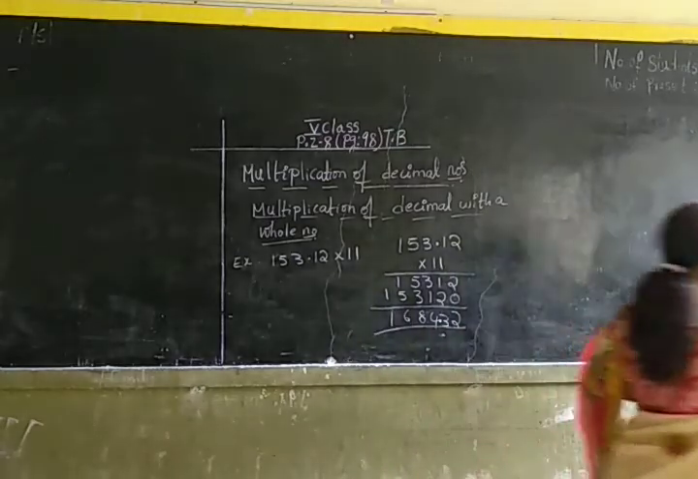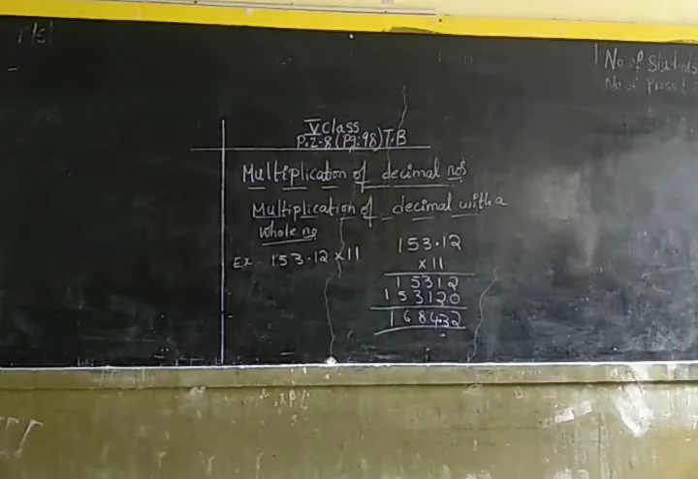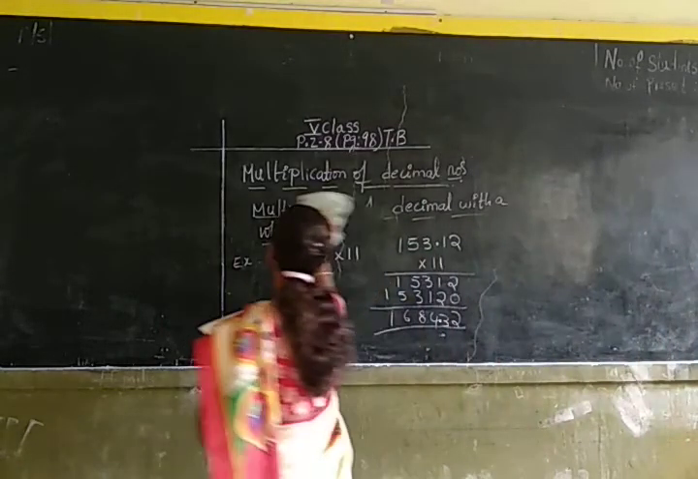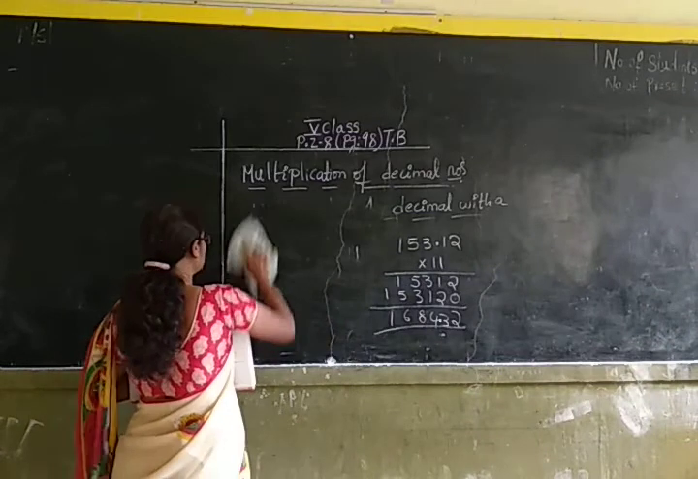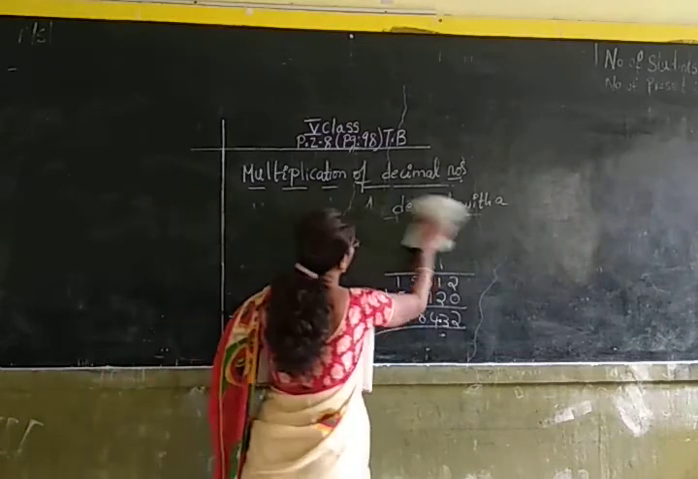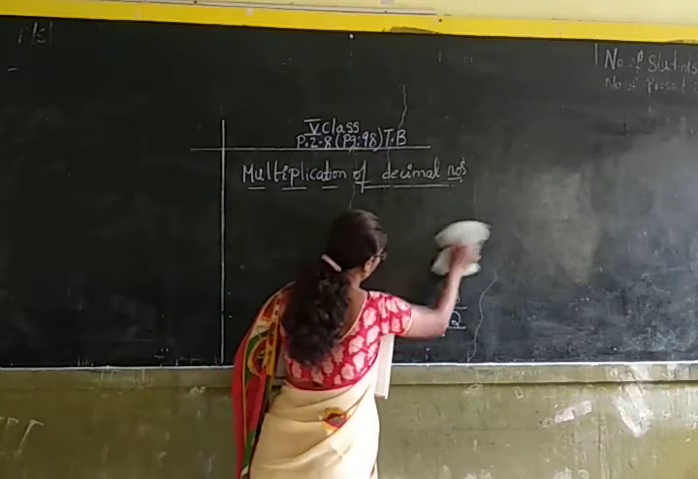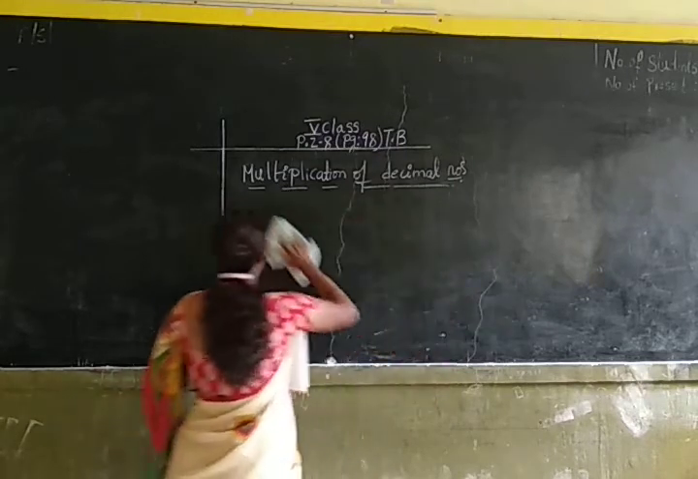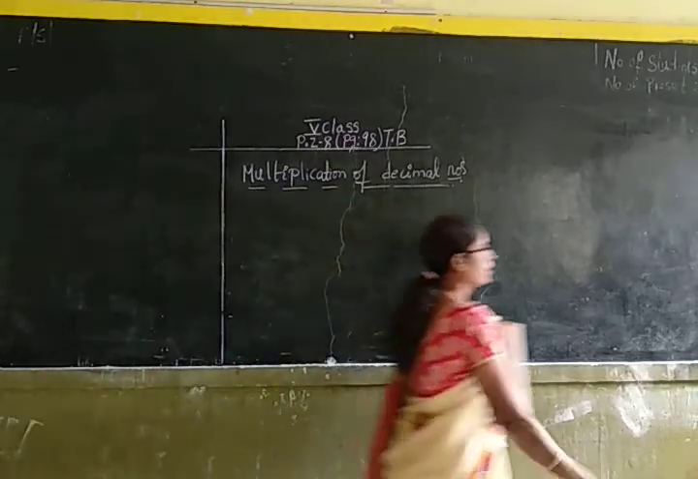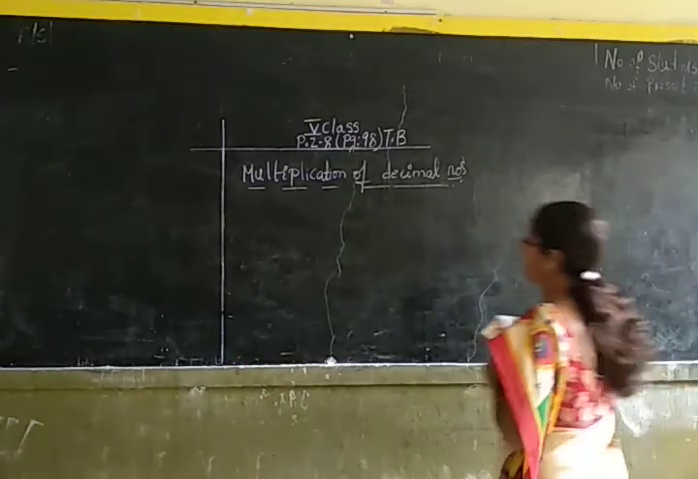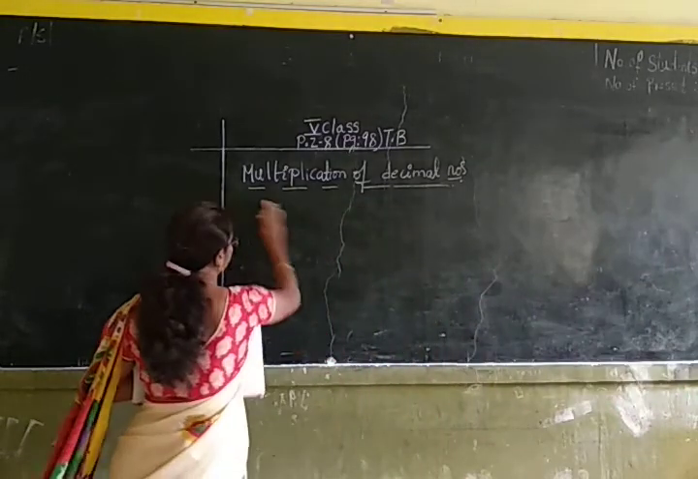Okay children. So this is the way of multiplying a decimal number with a whole number. We have to ignore the decimal point and do the multiplication. And in the answer, we have to place the decimal point by observing after how many digits the multiplicand is having the decimal point.